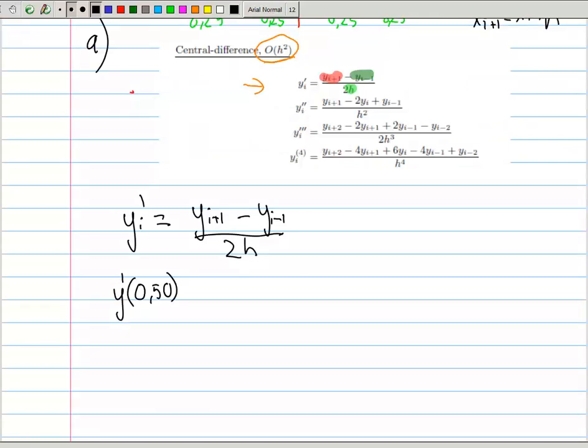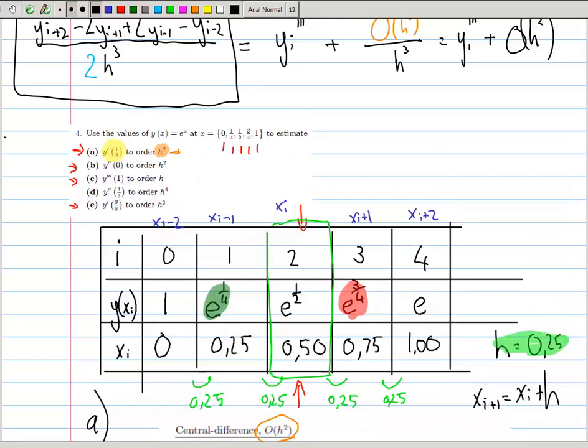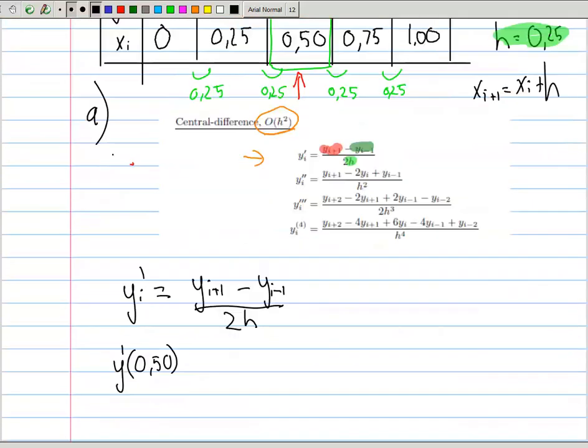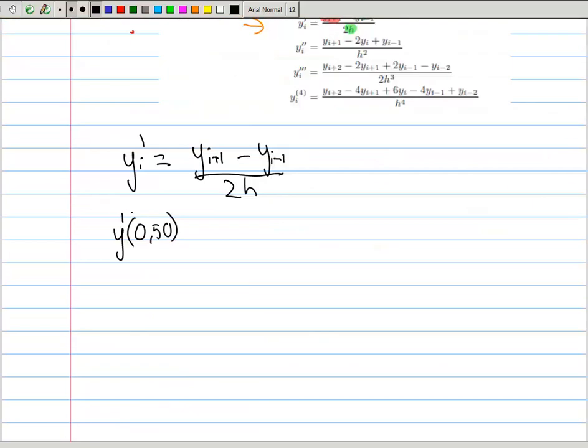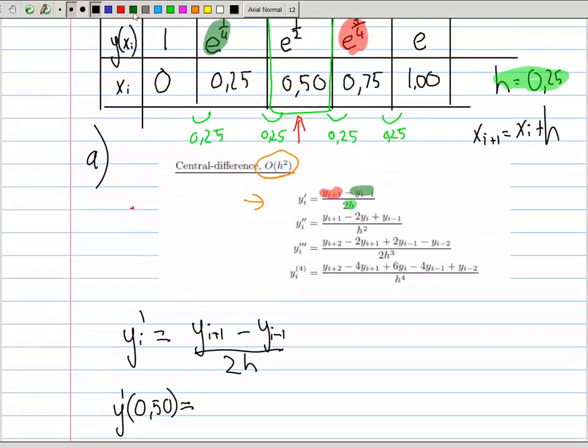And that is in accordance with what the question's asking. Y of a half, or y of 0.5, which is primed, is going to equal... I'm going to do these in colors as well, just to make sure that it's nice and easy to follow. I'm not going to enter this into the calculator and get a decimal, because I want to stay as accurate as possible.